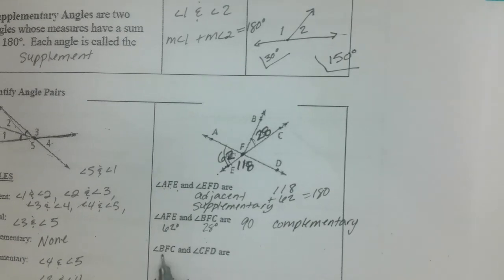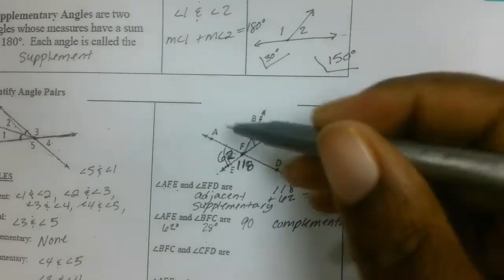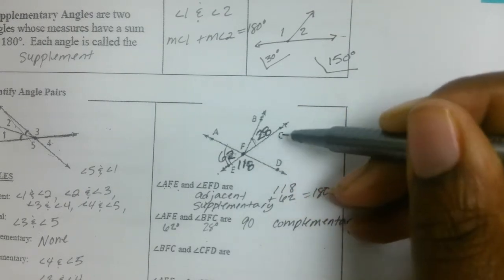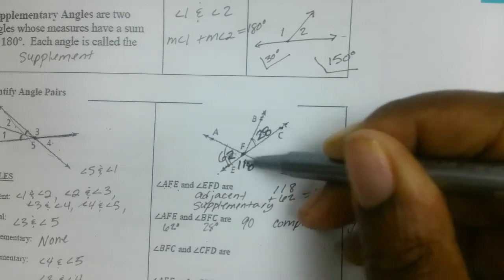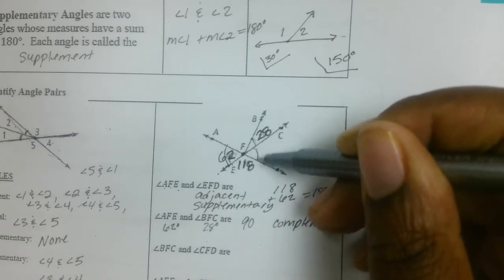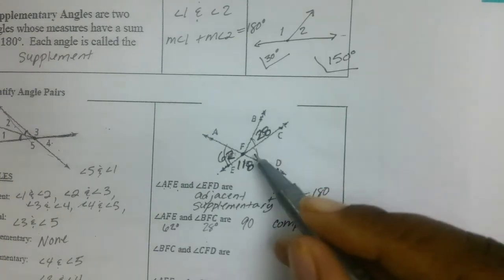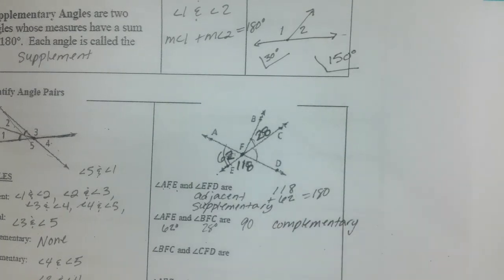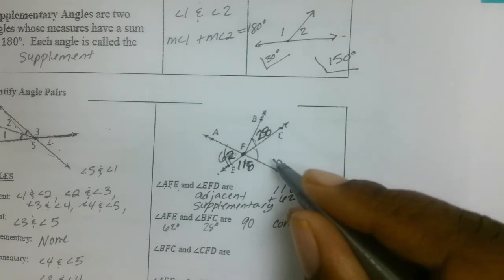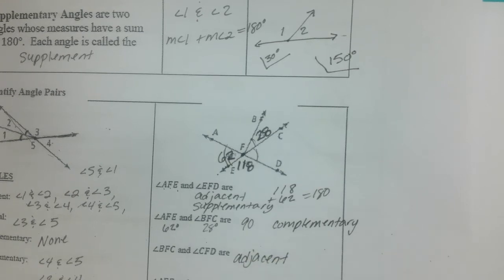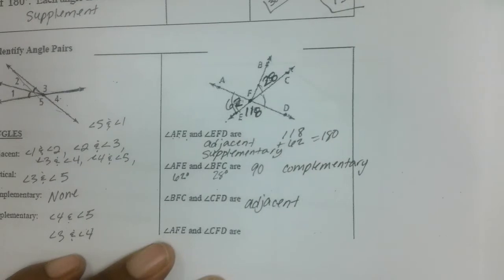Go to the next one. So they're talking about BFC, that's this angle right here. And then CFD, that's that angle right there. Well, I don't know much about it yet because I don't really know what CFD is. Oh, wait, maybe I do. But right now we don't. So all we can say right now is they're adjacent. They look like they could be 90, but we can't assume that. And we go to the next one.